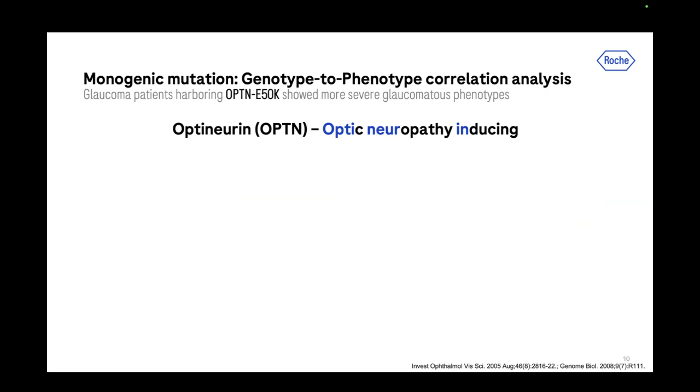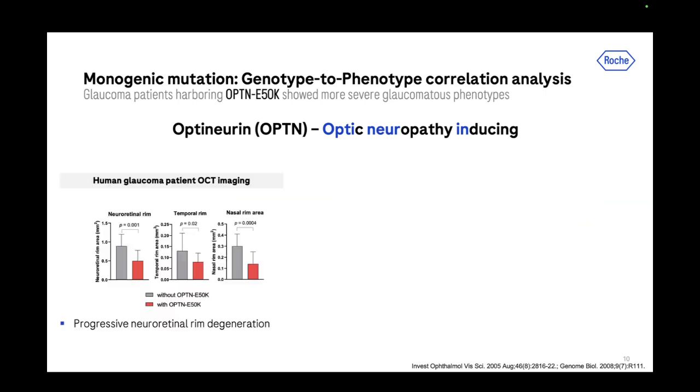Now we have discussed how OPTN E50K may dysregulate RIP1 signaling through TBK1 interaction. But what does this mean in real patients? Here I'm showing you data from the research team at Moorfields Eye Hospital in London. The study followed glaucoma patients who harbor the OPTN E50K mutation and tracked their progression of glaucoma. This study shows that glaucoma patients with this mutation have a significantly thinner neuroretinal rim compared to those without the mutation. Both temporal and nasal regions are affected, suggesting progressive structural degeneration.